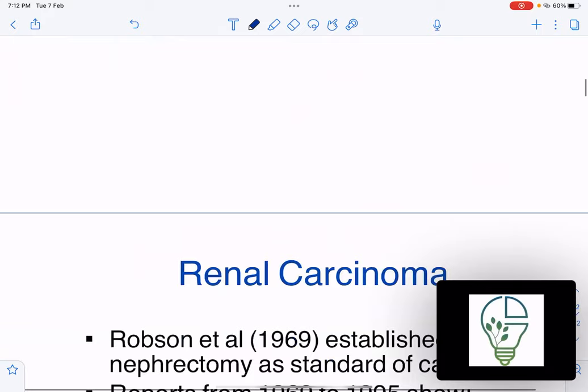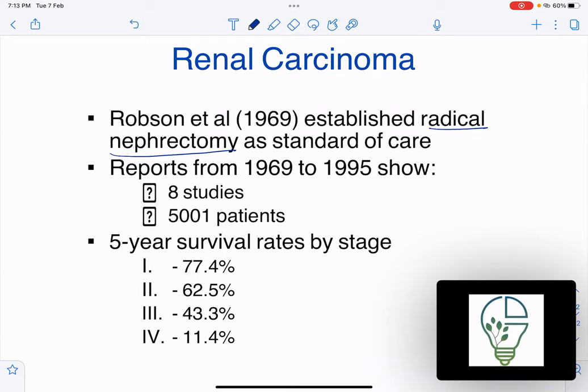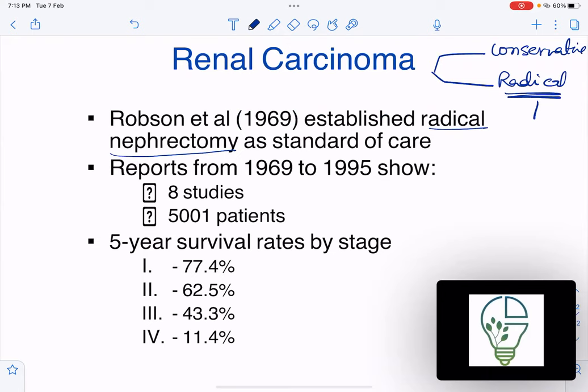Renal carcinoma, the standard established care is radical nephrectomy. When we talk about any form of surgery, we always go with two approaches. One is conservative, meaning we will try to save as much of the tissue, the original tissue, the organ itself. The other is the radical approach, which basically means we remove it all.